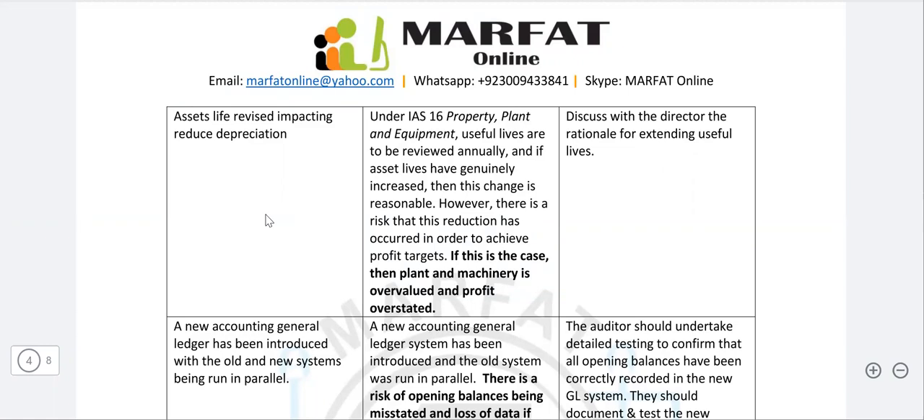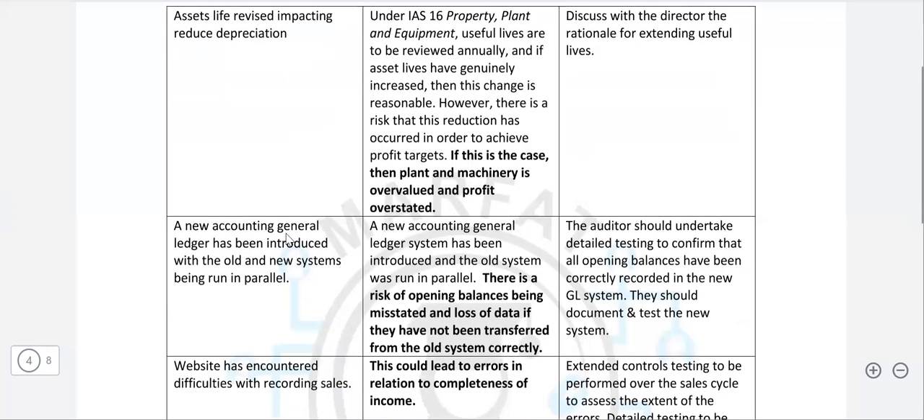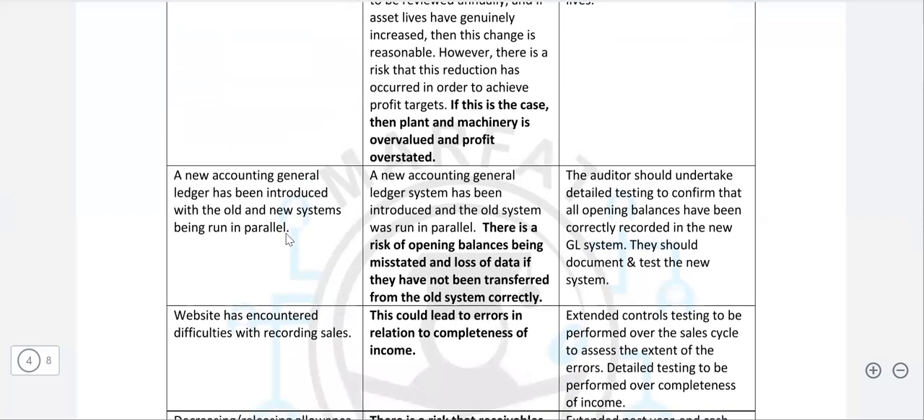So asset life, if the directors are revising it, if there's a genuine change, they can do that. But there's a risk that they are doing it to manipulate the profits and the assets rather than a genuine change. For example, they have taken the useful life earlier as 5 years, and now they're shifting it to, for example, 8 or 10 years. More life means less depreciation charge, more carrying value. So if there is a genuine change, the standard allows it, but there is a risk that this may be done in order to achieve some profit targets, in order to manipulate the profits. So in that case, assets and profits may be overstated.